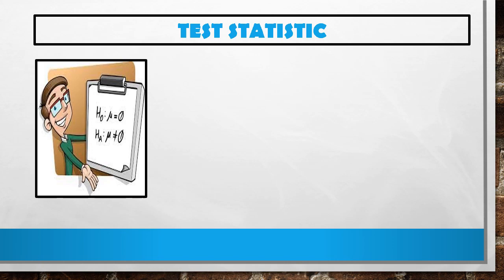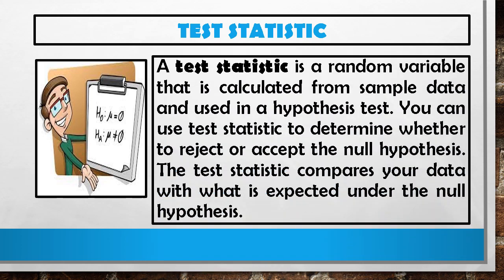To better understand test statistic, let's have its definition. Test statistic is a random variable that is calculated from a sample data and used in a hypothesis test. So it's very clear that it is a random variable and it is used in a hypothesis test. You can use test statistic to determine whether to reject or accept the null hypothesis. The test statistic compares your data with what is expected under the null hypothesis. So it is being compared to what is being expected under the null hypothesis.